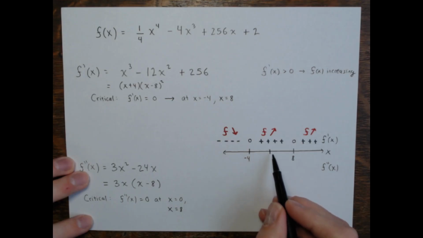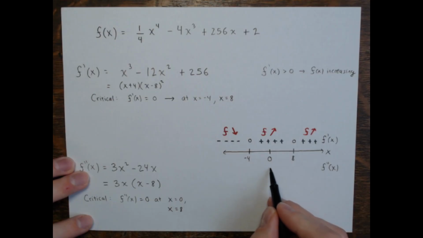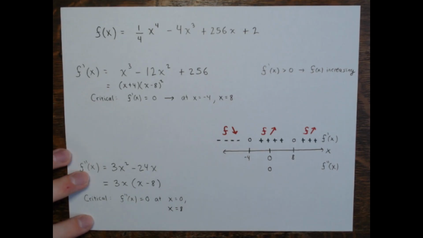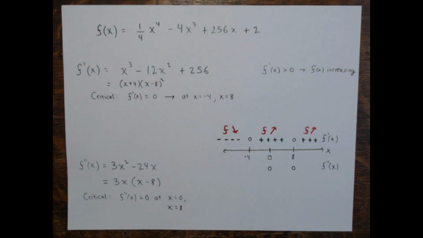0 would be somewhere in between -4 and 8. So at 0, f double prime is 0, right? So I'm indicating that like this. And then same thing at 8. The value of f double prime is 0 at x equals 8. And then knowing what we know about quadratics, this would be a parabola opening up if I graph this quadratic.